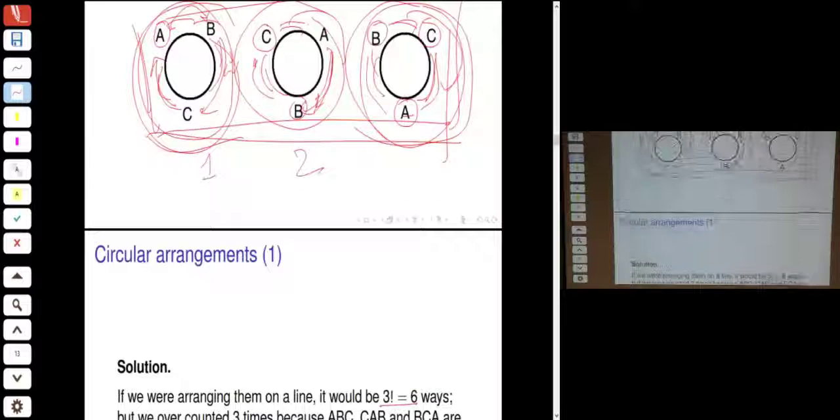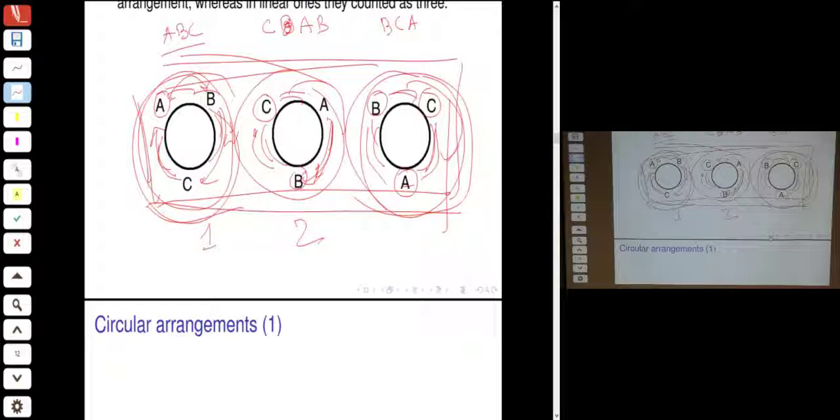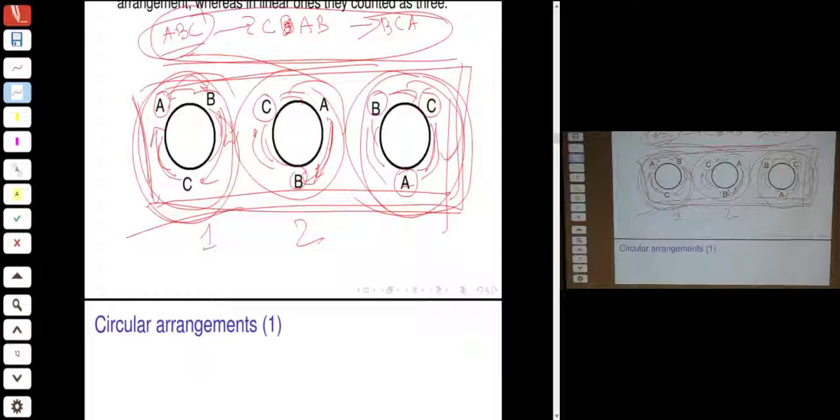And now we have to take care of these overcountings. So how do we take care of the overcounting? We notice that every configuration, so think of a fixed configuration here, start from here and enumerate along the clockwise direction. Every configuration by these circular clockwise rotations is giving rise to two more. So every linear configuration is represented, every configuration of guests at the circular table is represented three times in the linear sense.